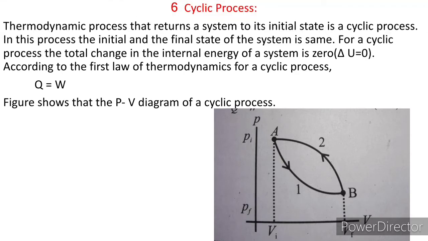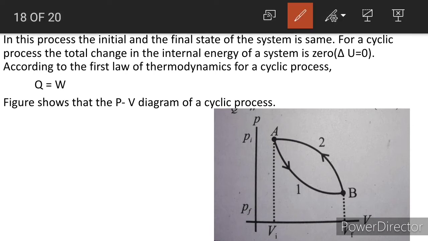So in a cyclic process the total change in the internal energy of the system is also 0, that is delta U is equal to 0. According to the first law of thermodynamics, Q is equal to delta U plus W. Here delta U is equal to 0. Therefore you can write Q is equal to W.